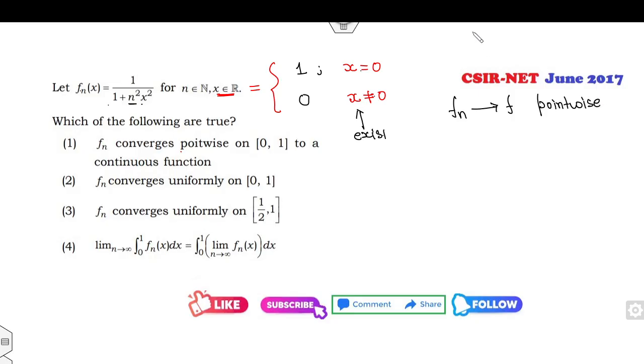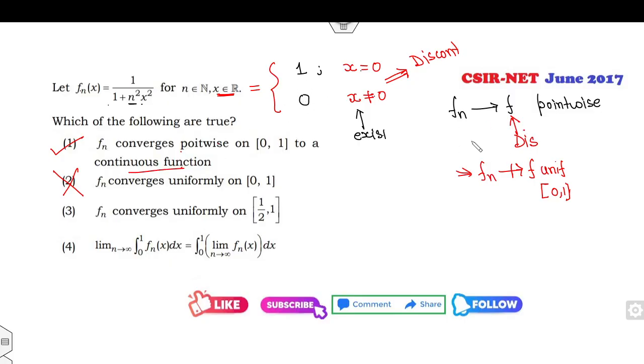Fine. But you can also see that this function f is discontinuous. Fine. So if this function is discontinuous, what does it mean? Fn does not converge to F uniformly on the closed interval [0, 1]. This option is cancelled, this option is correct. Pointwise satisfied, continuous function satisfied.